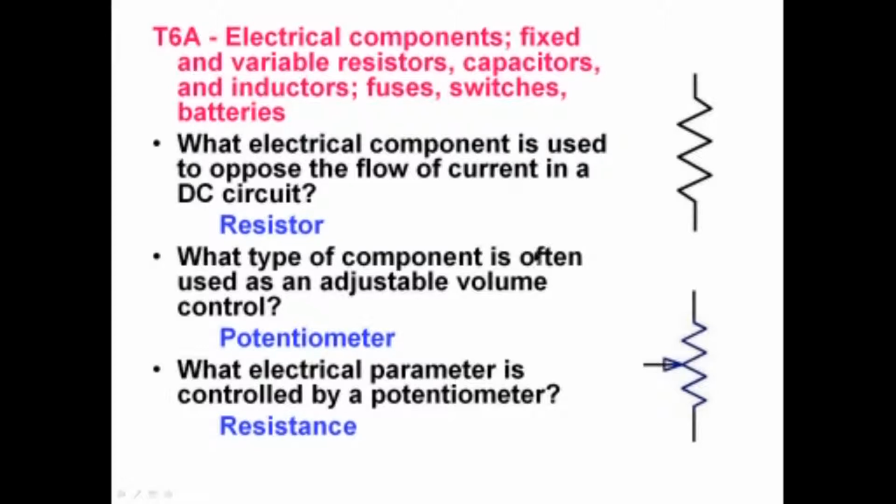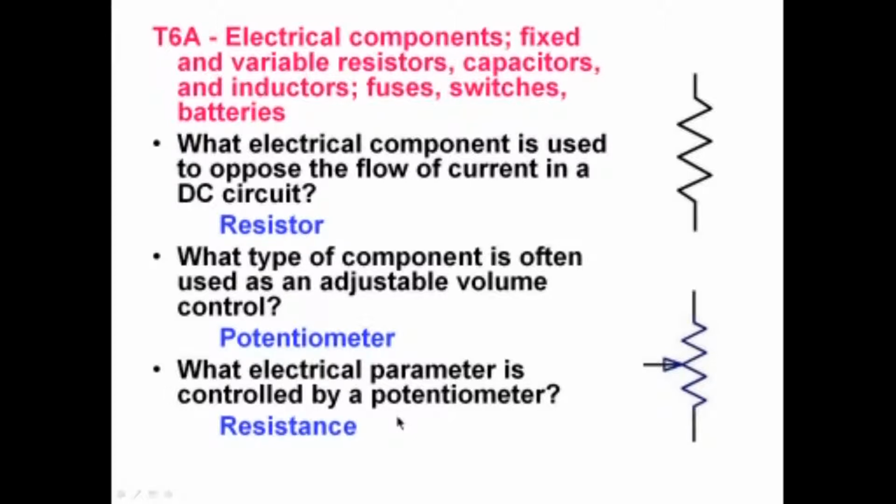What type of component is often used as an adjustable volume control? It's called a potentiometer. It's a variable resistor. The symbol for it would be something like this. You have a resistor, and you have a tap that can move along that resistor and pick off different resistances as it moves from place to place on the resistor. So it's symbolized this way. It's called a potentiometer, and it's a variable resistor. When you see an arrow like that on a symbol, that indicates a variable, or you can change the value of it.